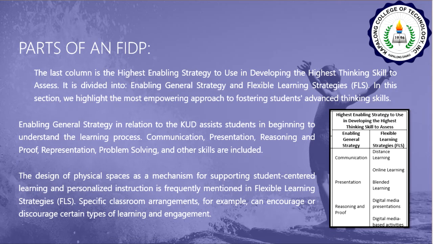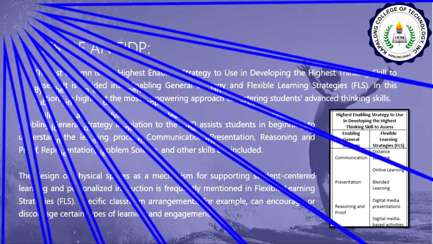Enabling General Strategy in relation to the KUD assists students in beginning to understand the learning process. Communication, presentation, reasoning and proof, representation, problem solving, and other skills are included. The design of physical spaces as a mechanism for supporting student-centered learning and personalized instruction is frequently mentioned in flexible learning strategies. Specific classroom arrangements, for example, can encourage or discourage certain types of learning and engagement.